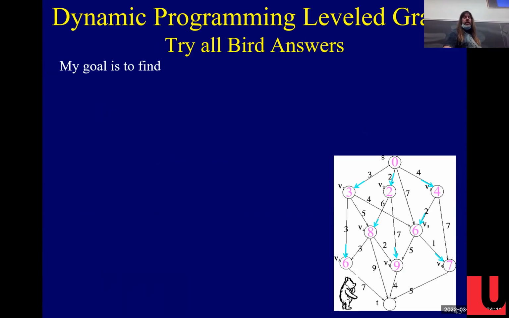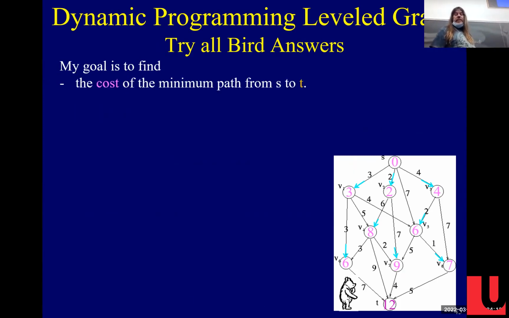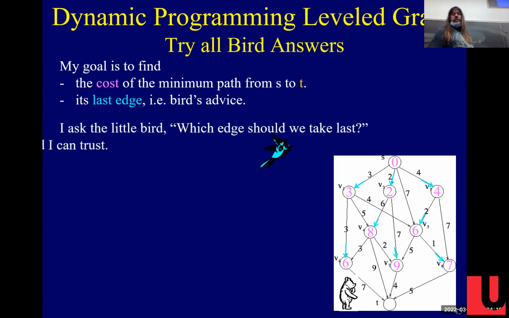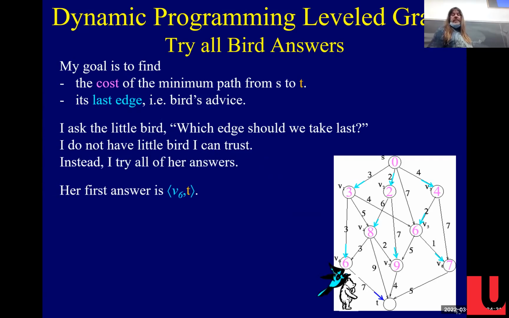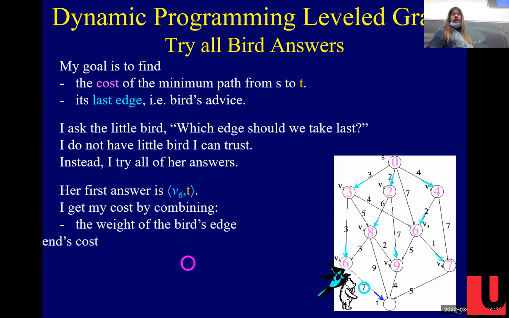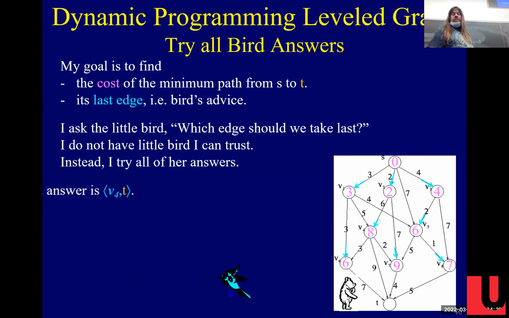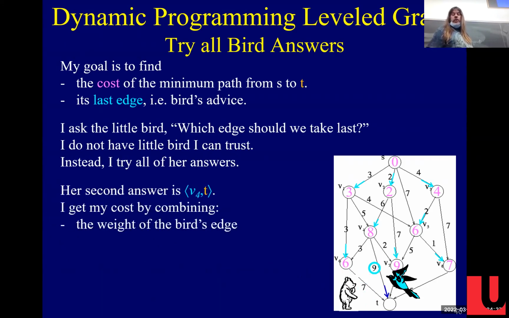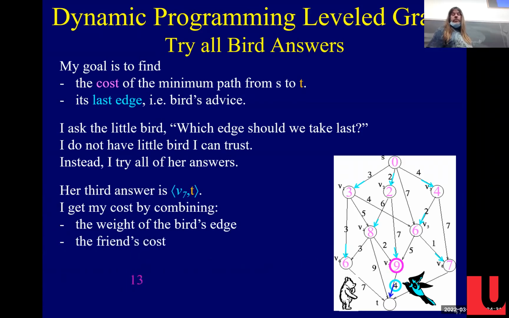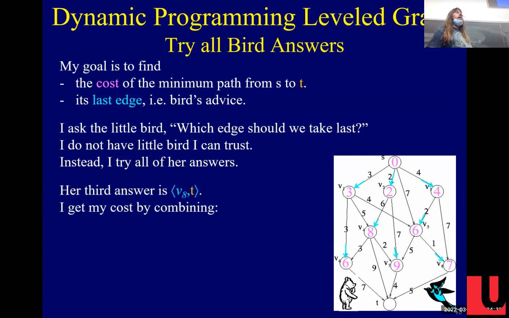And then we go down and do it again, right? Our goal is to find the shortest path and the edge. And how do we do it? If the bird says this, then we combine and get 13. If she says this, we combine and get 17 and so forth. Right, everybody following that? Any questions about this algorithm?